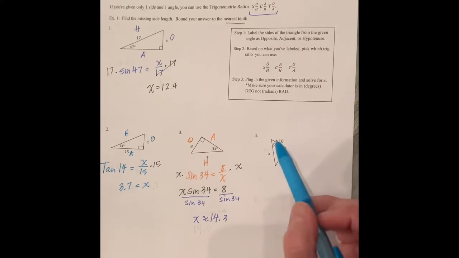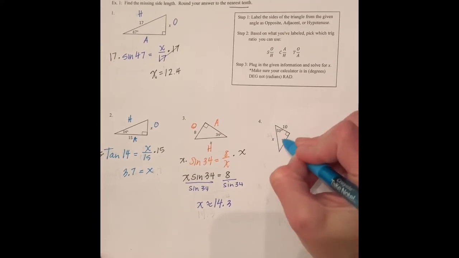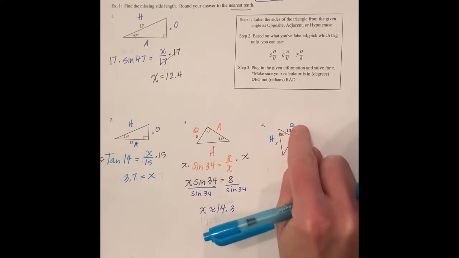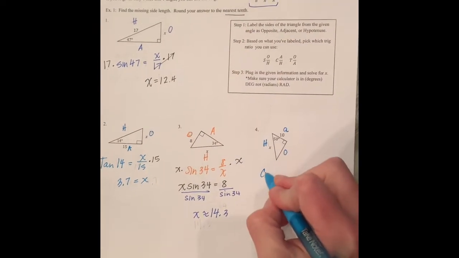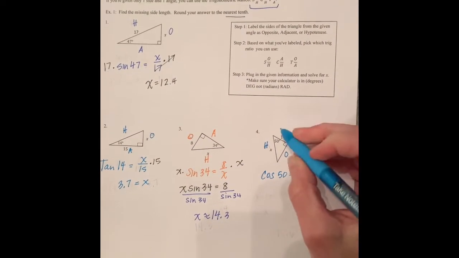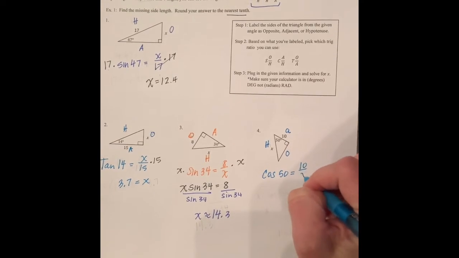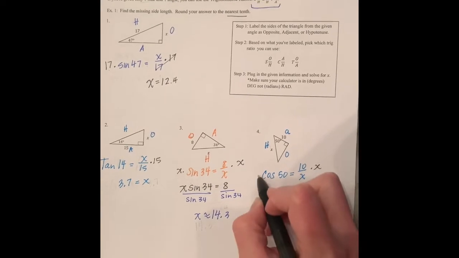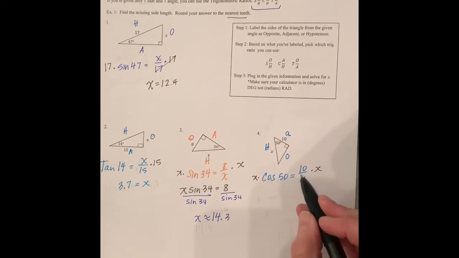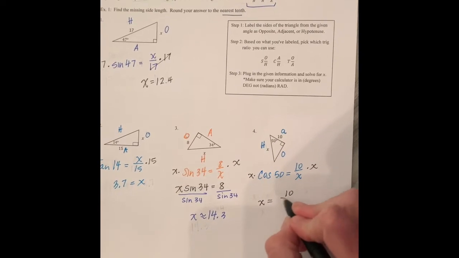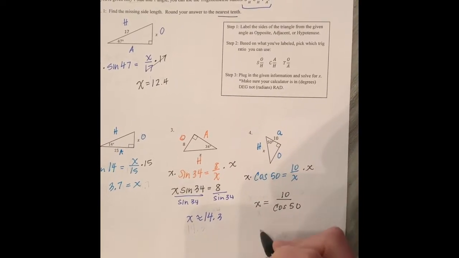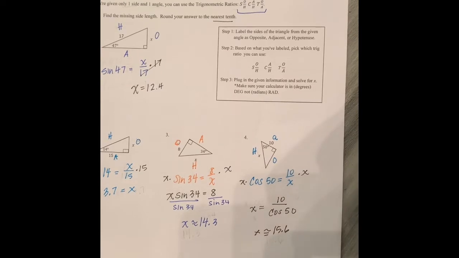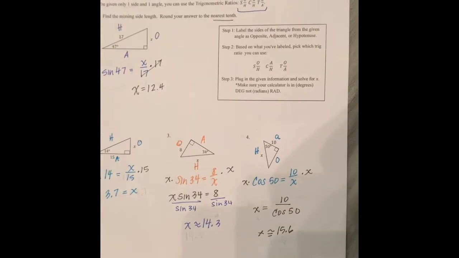Okay, so then in the last one, you've got opposite, across from 90 is hypotenuse, and then adjacent. So we've got hypotenuse and adjacent, that's our cosine. So cosine of 50 is equal to 10 over x, and this one, when x is in the bottom, it's the same kind of idea. So we're going to multiply by x, and then you'll end up dividing by cosine. So x is equal to 10 divided by cosine of 50, which is approximately 15.6. If you need any help with calculators, just send emails and we can help.